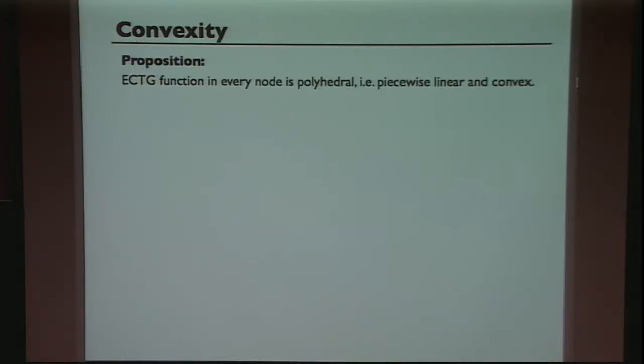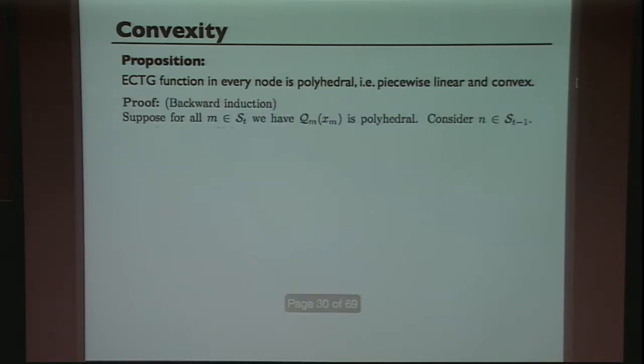So this is just a straightforward extension of the result that you've seen before, that for the two-stage setting, this value function is a convex function, polyhedral, piecewise linear. By polyhedral, I mean piecewise linear and convex. So the expected cost-to-go function in every node is piecewise linear and polyhedral. We'll just quickly go through the proof of this because you've seen this already, but we do this in a backward recursion, backward induction.